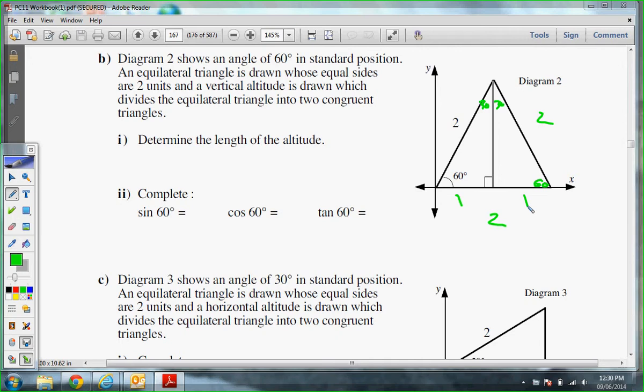So it says determine the length of the altitude. So now we can go ahead and use our Pythagorean theorem to figure out the length of the altitude. So we know that 2 squared, because this is my hypotenuse right there, 2 squared equals 1 squared plus a squared. A squared for altitude, or a plus b, whatever you want to call it. So I get 4 equals 1 plus a squared. I get a squared equals 3. I get a equals root 3. So the altitude is root 3.